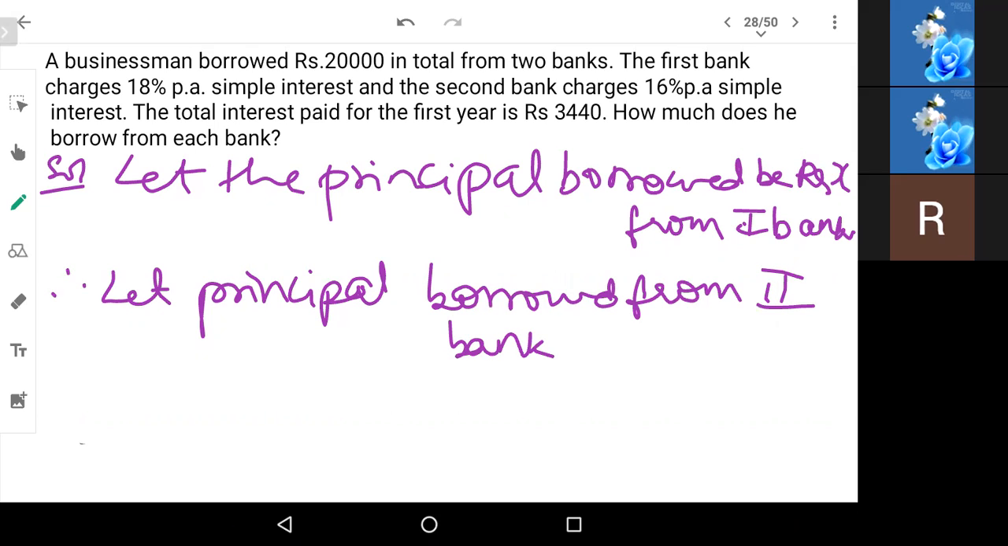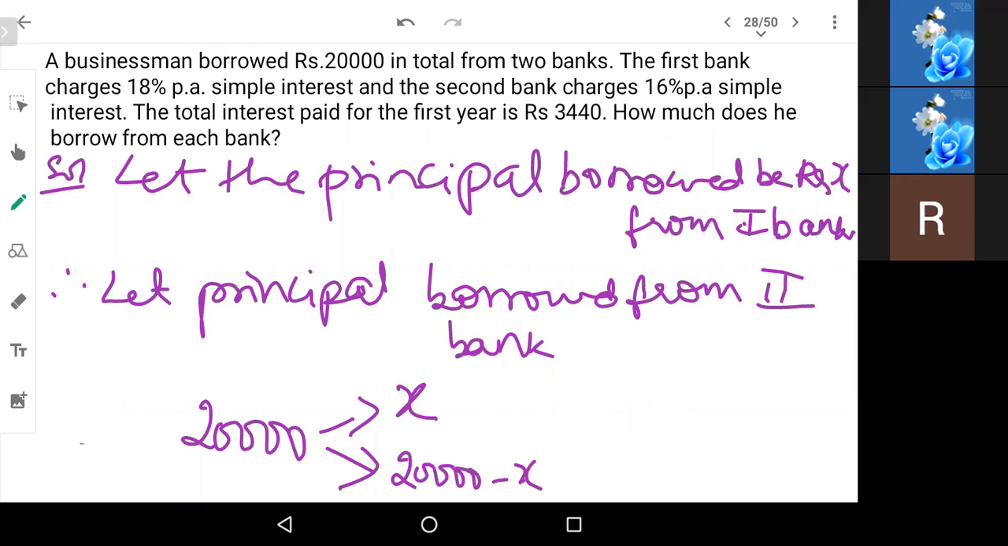Now, if total loan was 20,000 and if one bank, we are assuming X, the other bank will be 20,000 minus X. Correct? We can assume it as 20,000 minus X. If one bank is X rupees, the other bank will be 20,000 minus X rupees.